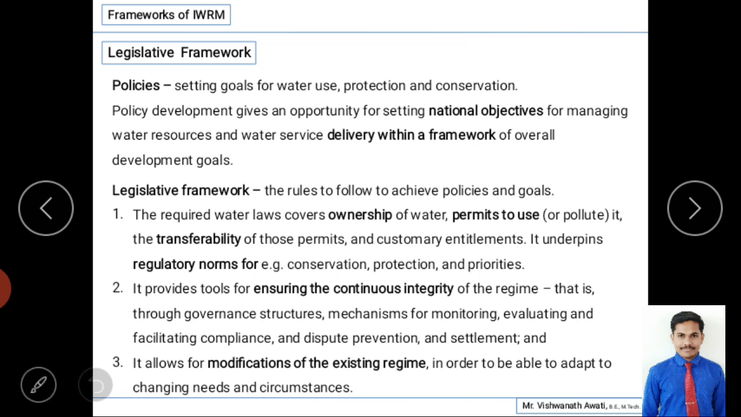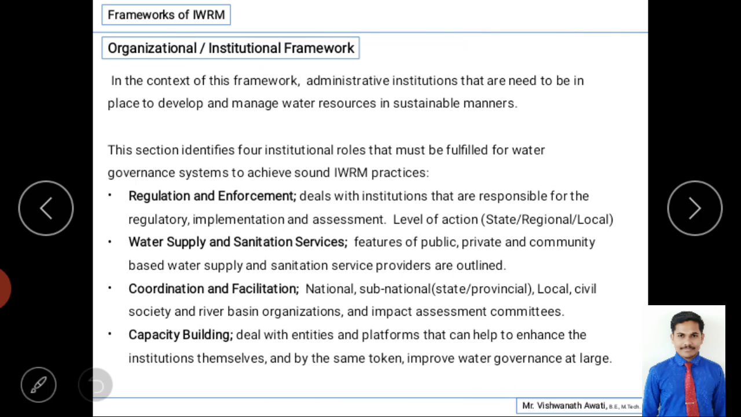So next we will go for what we mean by organizational or institutional framework. In the context of this framework, administrative institutes need to be in place to develop and manage water resource in a sustainable manner, right? So mainly it is related to what? Administrative institutions that need to be in place to develop and manage water resource in a sustainable manner.